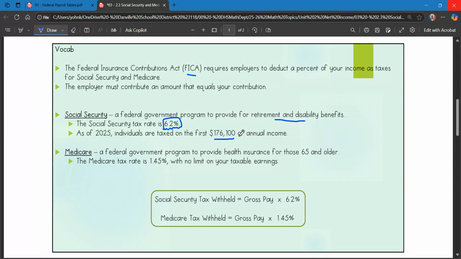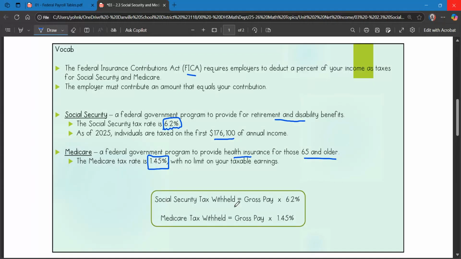The second program is called Medicare, and Medicare is a federal government program that provides health insurance for people 65 and older. So once you turn 65, you're probably not going to be working, and if you're not working, you're not going to have health insurance. So we need to get you health insurance. So Medicare is a program that gives you health insurance. Medicare's tax rate is 1.45%, and it does not matter how much you earn, you are taxed 1.45%.